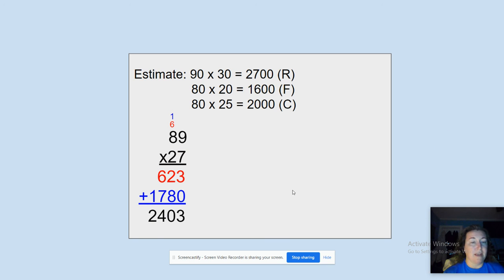My final step is to add those 2 partial products. And if you got the same partial products and the same answer, then this is correct. If you got your answer 2,403, then you did a good job.